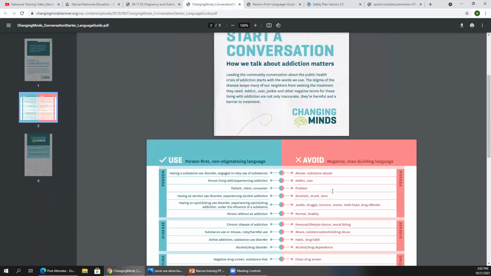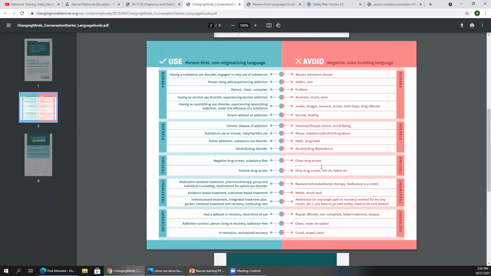And then I also have 2 versions of just some guides for using some less stigmatizing language. Yeah, just kind of important for all of us to continue to remember and work on. I like this one because it's really comprehensive, covers a lot of different language that might come up when we're talking with patients. And I have another one too.